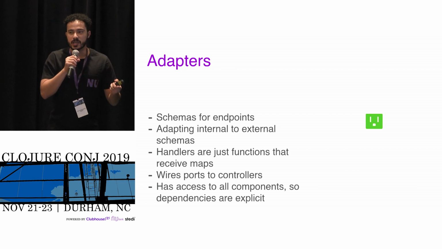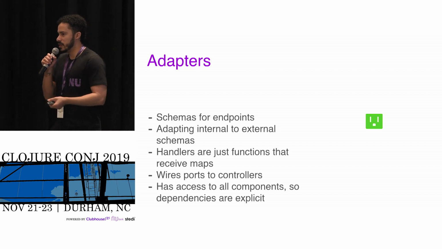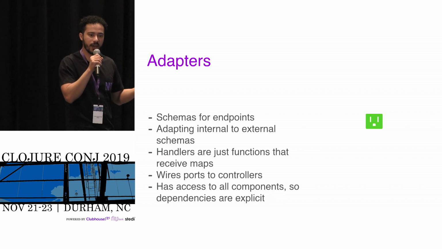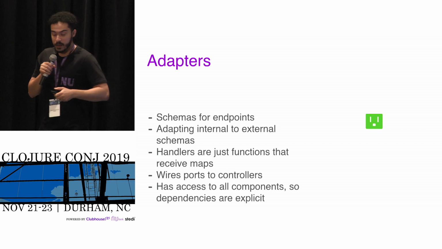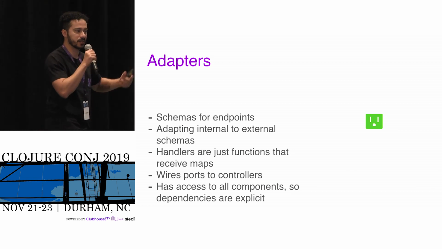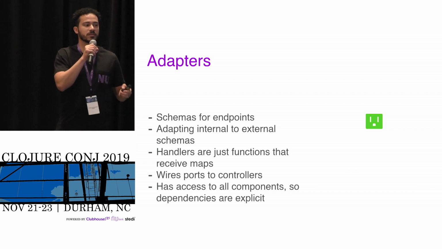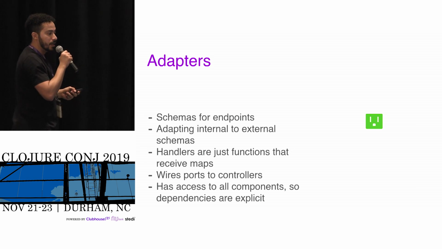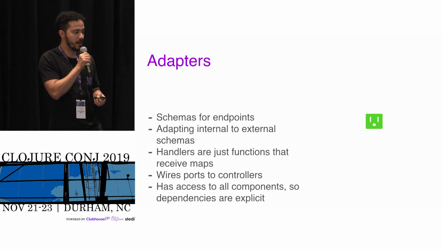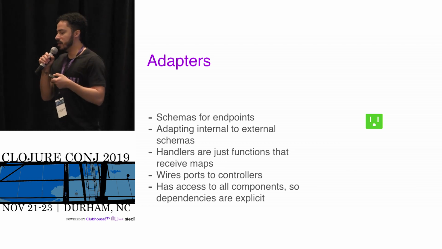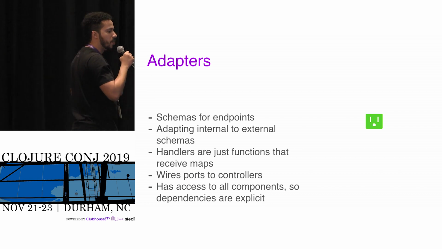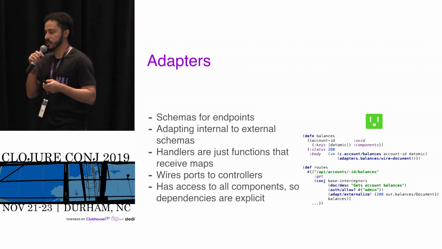And we adapt those schemas to an internal schema that the service wants, assuming that we do want separate schemas on the outside, on the wire, and on the service itself. But we want to keep the handlers, the functions that actually handle HTTP calls or Kafka messages and so on, as just functions that receive maps. They should be as simple as we can have them. And they wire the ports to the controller functions that execute the logic. And they have access to all the components, so the dependencies are also explicit.